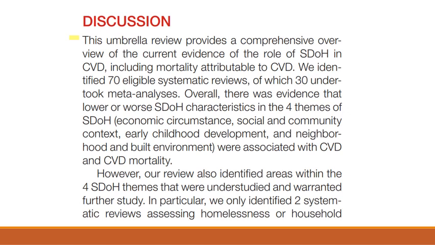The umbrella review provides a comprehensive overview of the current evidence of the roles... And it said, overall, there was evidence that lower or worse social determinants of health characteristics in the four themes, and they talk about the four themes: economic circumstance, social community context, early childhood development, neighborhood and built environment, were associated with cardiovascular disease and cardiovascular disease mortality, right? So that's kind of the main point.